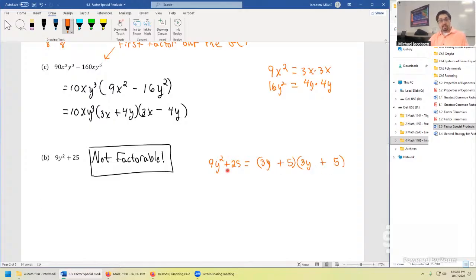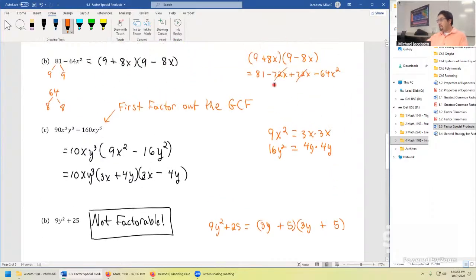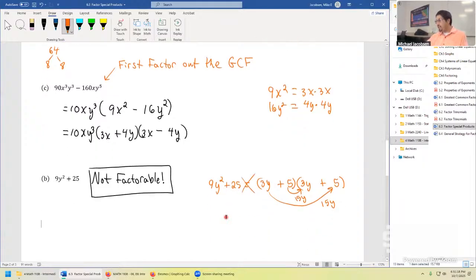So we could try a plus and a plus, but now if we were to FOIL out this answer, the first two terms would multiply to give us the 9y squared. The last two terms would multiply to give us a 25. But what doesn't happen is the middle terms, they'll never cancel. When you multiply here to here, you get 15y. Here to here is 15y again. And that gives you a term in the middle, 30y. There was no 30y here, and so that tells us this factoring does not work. Put an X there to say this failed on that try.